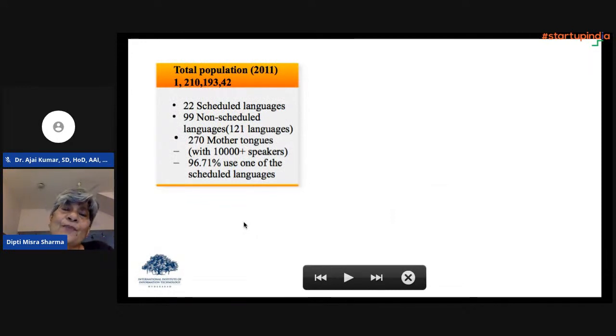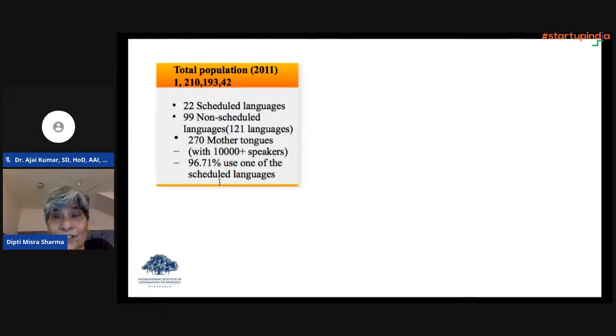Now let's look at the space for Indian language technology in India. Our total population is huge, we all know. 22 scheduled languages, 99 non-scheduled languages. That is 121. Then there are 270 mother tongues. Now these 121 do not include English. This 270 does, and these are the mother tongues with more than 10,000 speakers. And the 2011 Census of India says, all these figures are from there, that 96.71% of Indians use at least one of the scheduled languages. So if one covers these 22 languages, outreach to Indians is already there in terms of technology.